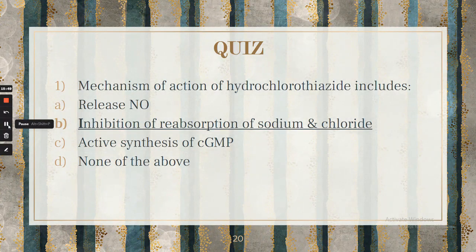Now, quiz. So the first question is: the mechanism of action of hydrochlorothiazide includes release of NO, inhibition of reabsorption of sodium and chloride, active synthesis of cGMP, or none of the above. So the answer is inhibition of reabsorption of sodium and chloride. As we have seen in the mechanism, it acts by inhibiting the sodium and chloride symport.